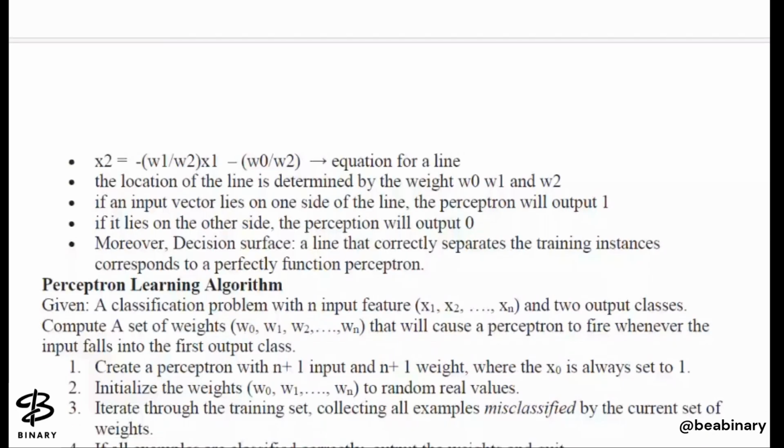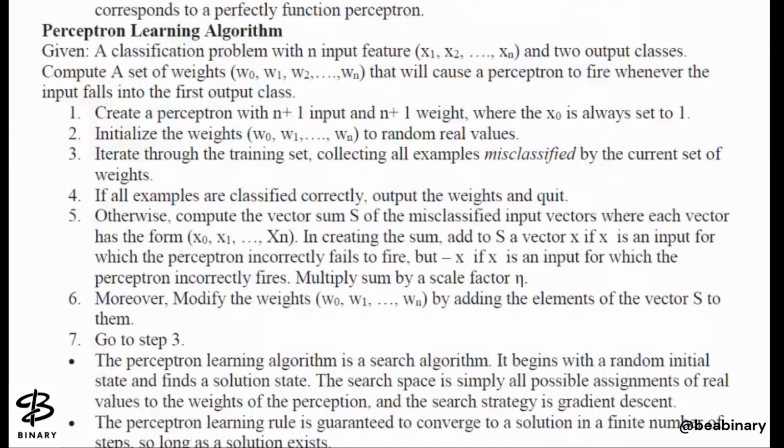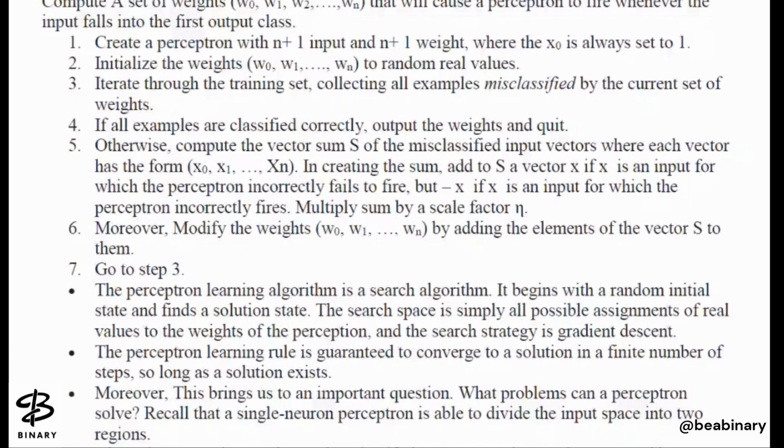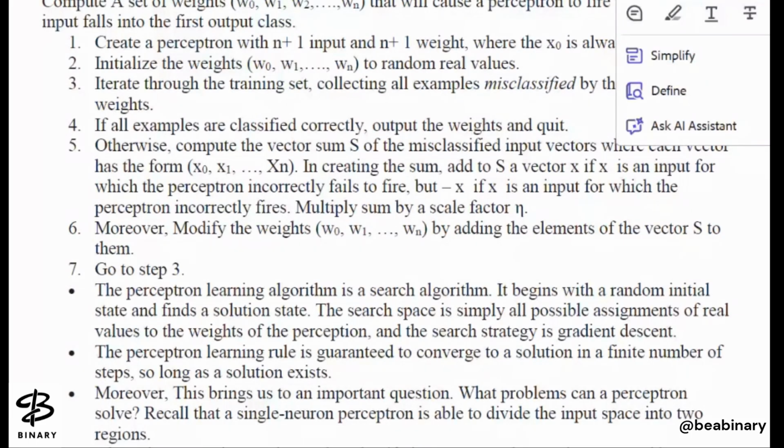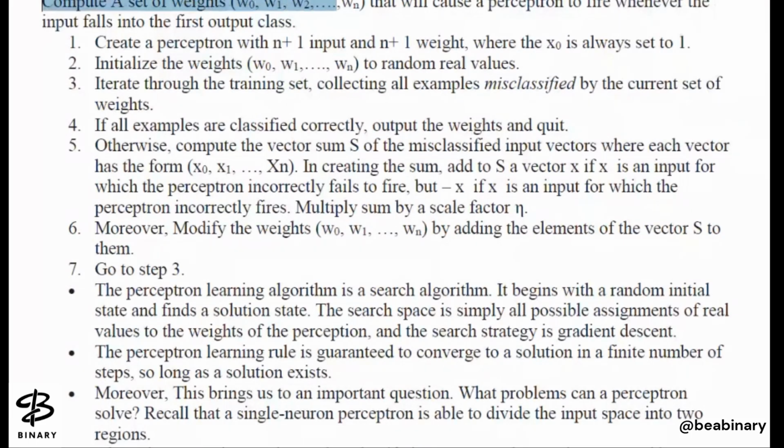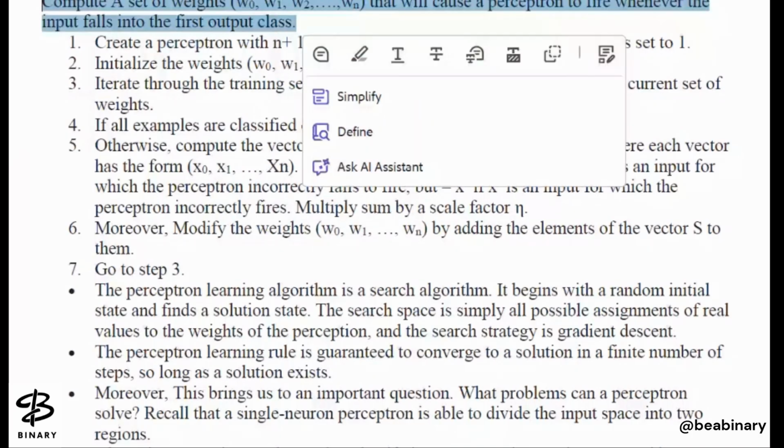So, the perceptron learning algorithm, in terms of our neural network learning algorithm. What is given here? Given a classification problem with input features x1 to xn and two output classes, we need to compute a set of weights from W0 to Wn that will cause the perceptron to fire whenever the input falls into the first output class. So we have two output classes, 0 and 1.